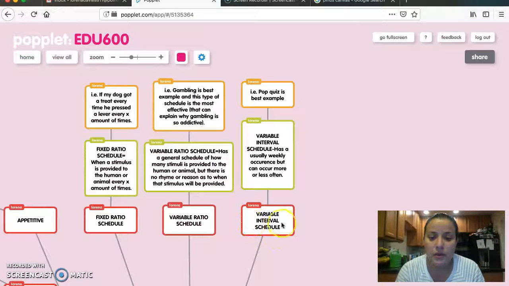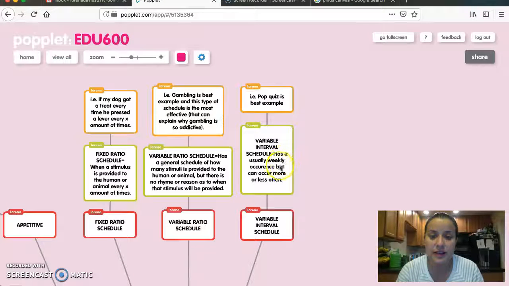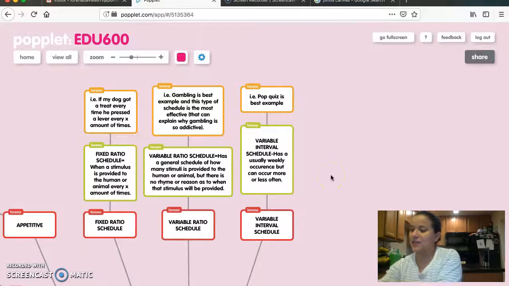So we've also got the variable interval schedule, and that usually happens weekly, but can occur more or less often. The best example is a pop quiz. You always want to make sure you know your stuff, because you never know when you're going to have a pop quiz. Let's see if there's anything that I missed.